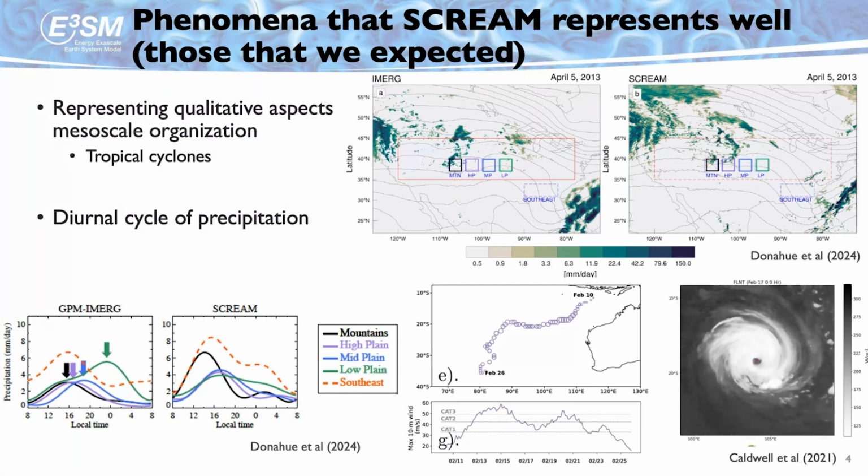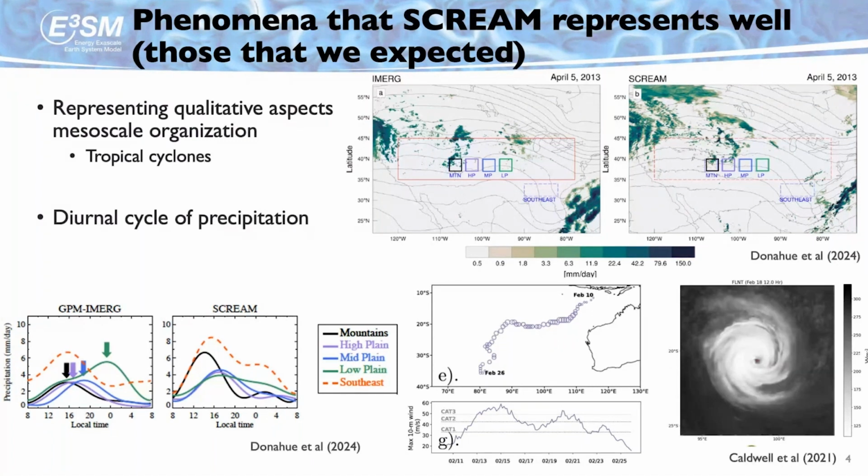But in general, if we look at different areas within the globe, SCREAM's diurnal cycle of precipitation is much improved from, say, a conventional climate model that relies on deep convective schemes. So those are the improvements that we expected to see.